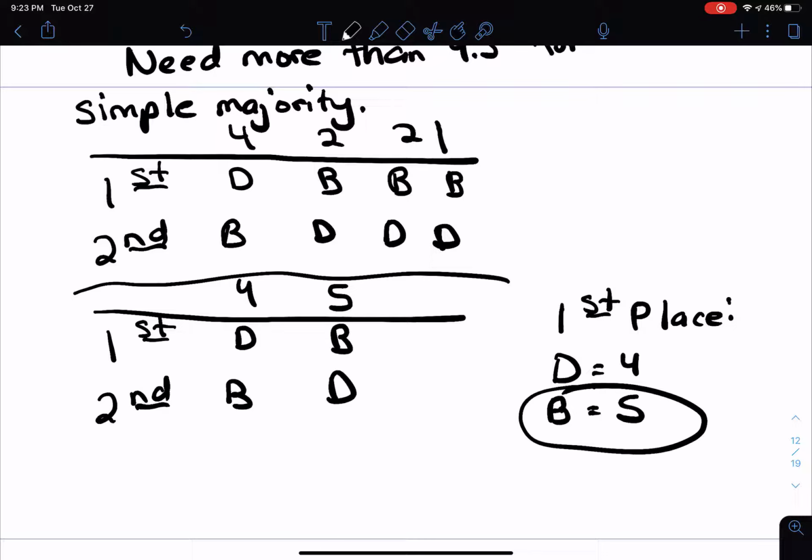Now, if we hadn't gotten the majority, we would do the process again. We would have eliminated the lowest number of votes, retallied, and you just keep repeating the process until somebody has the majority.